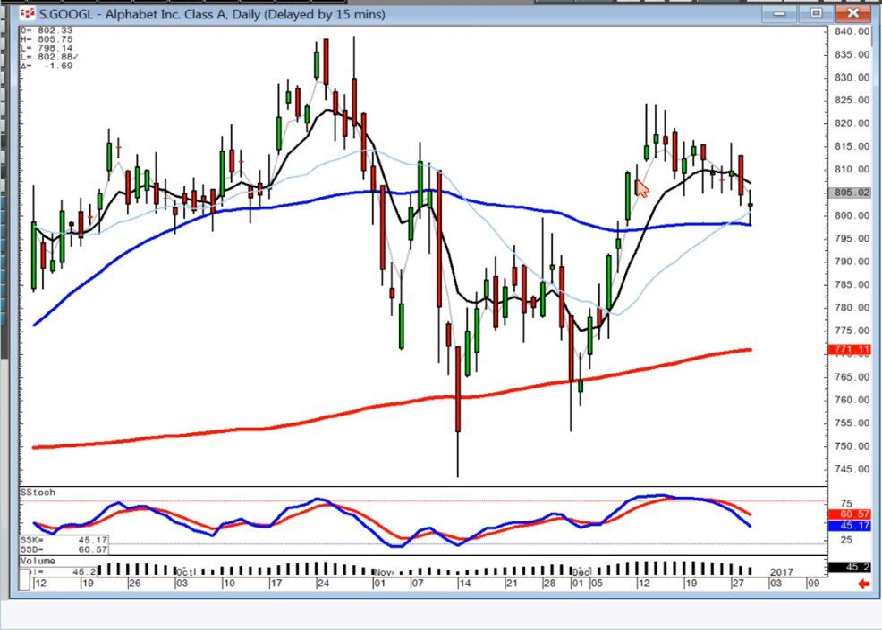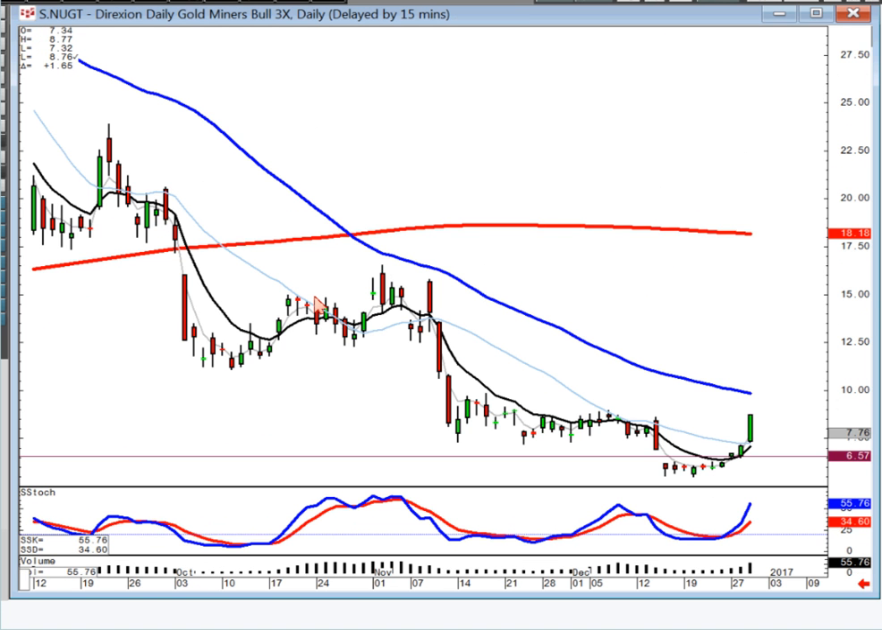Goog, nothing exciting here. As you can see, it waffles, but right now, I wouldn't be long, and I probably wouldn't be short right now. There's just no real direction to Google. Nugget, I'd be a buyer of this one still on positive trading tomorrow.